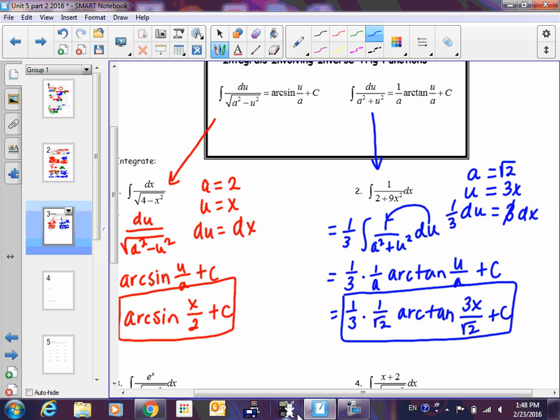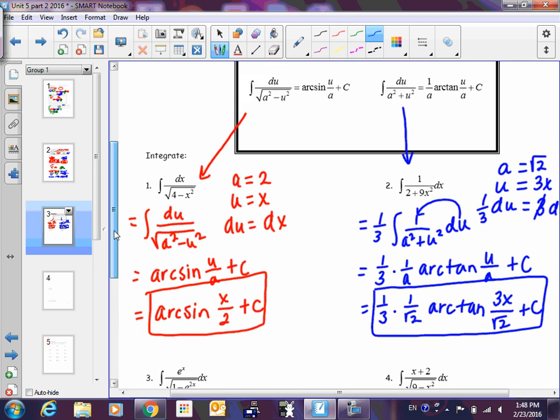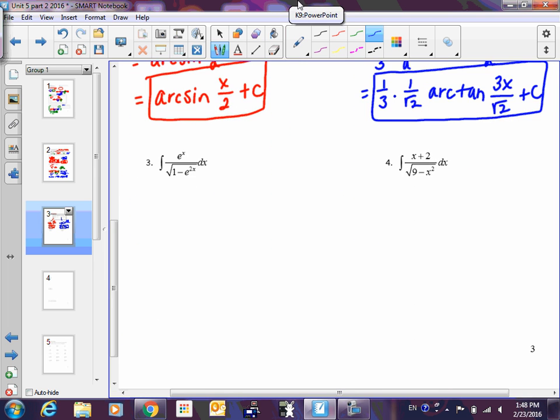All right, so number 3. What's different? There's E. Do you think I could get this to look like one of the two formulas? If so, which one? I think I could probably get this to look like arcsine.